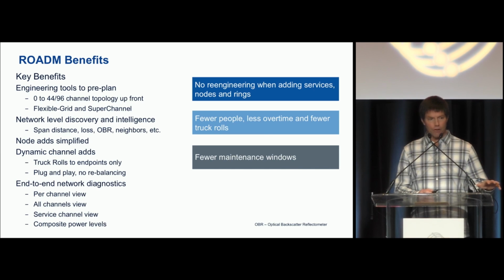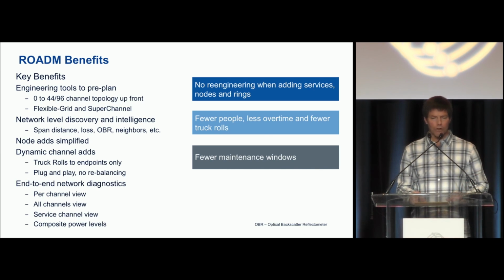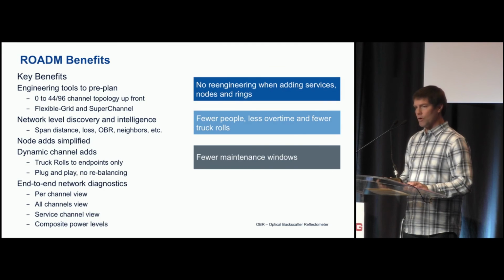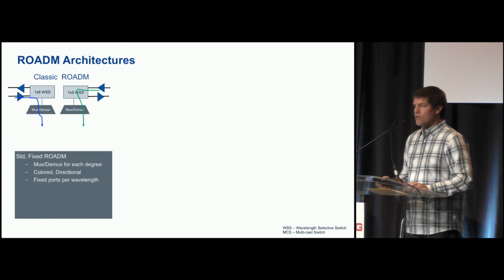So per channel, all channels, aggregate signal, each service channel within that channel, assuming you have a bunch of 10 gigs that are multiplexed onto a 100 gig wavelength and going across the ROADM network, and then any other composite levels across the network. The only place you don't have visibility is within the ROADM block itself. So no reengineering, fewer truck rolls, and shorter and hopefully fewer maintenance windows as well, with the need just to add channels at the endpoints and not in the core of the network.